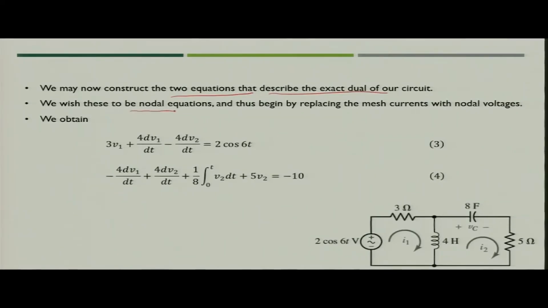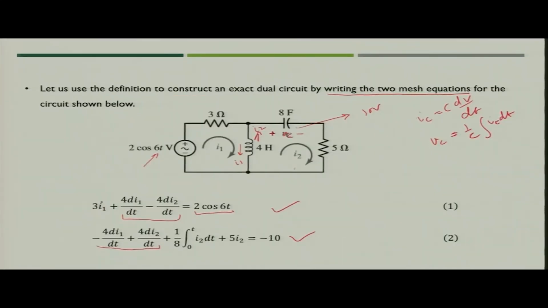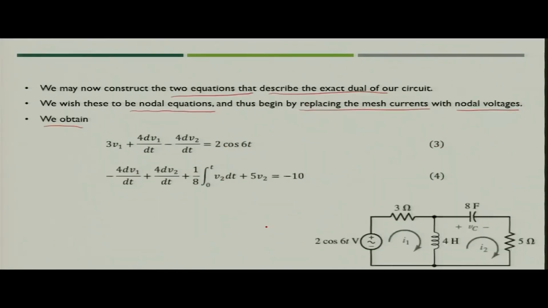So, what we have to do now? We have to write the nodal equations. What we can do is just replace the mesh current with the nodal voltage and write it. In this case I1 is the mesh current, so we can simply replace I1 with V1 and I2 with V2, and we can write the exact dual of these two equations.